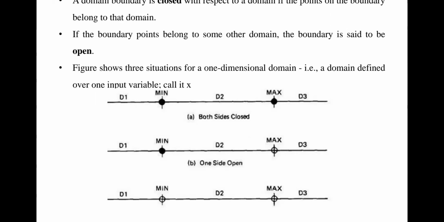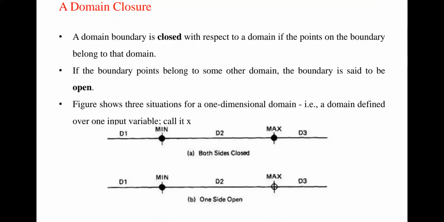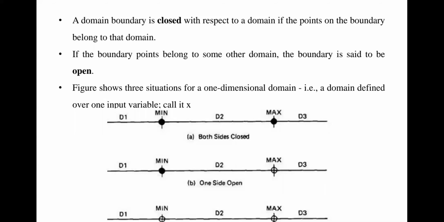Okay, there are three cases or three situations that will arise when domain closure is done. One is both sides closed, one side open, and two sides open. Both sides closed means the domain boundary is closed with respect to the same domain points. Is it clear? These are the three ways to represent the domain closure, and this domain closure is represented in a one dimensional domain. Next, we will discuss how many dimensions of domain representation can be done.